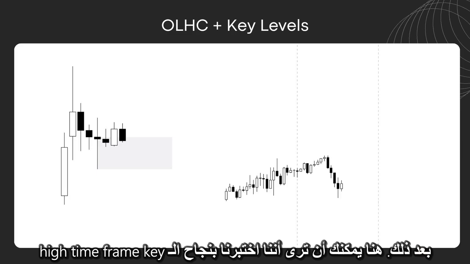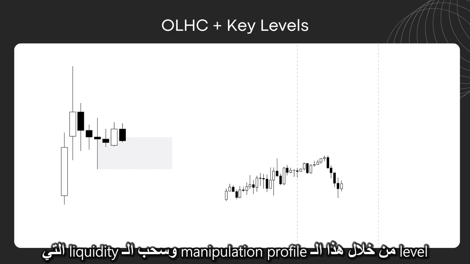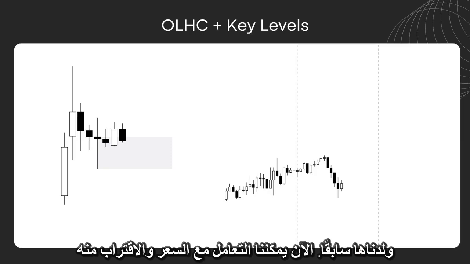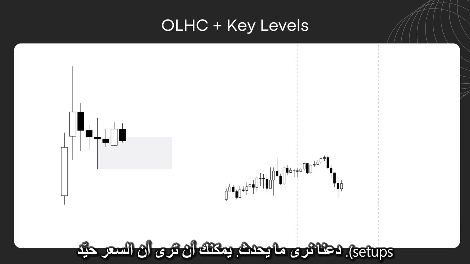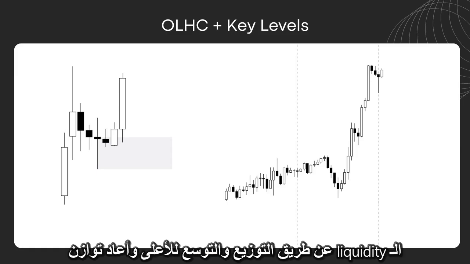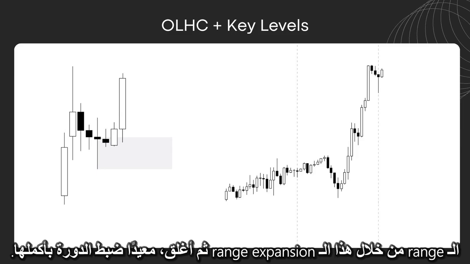Right here you can see we successfully tested the higher time frame key level by having this manipulation profile and purging the liquidity that we generated earlier. Now we can engage with price and approach it and potentially trade it on the lower time frame with our entry models or entry setups. Let's see what happens. You can see price neutralize the liquidity by distributing and expanding higher, and it rebalanced the range by having this range expansion, and then it closed, resetting the whole cycle.